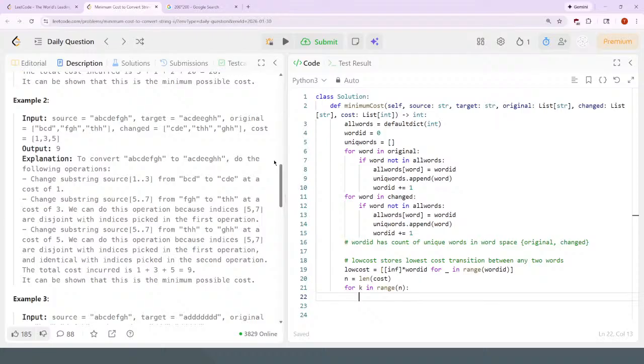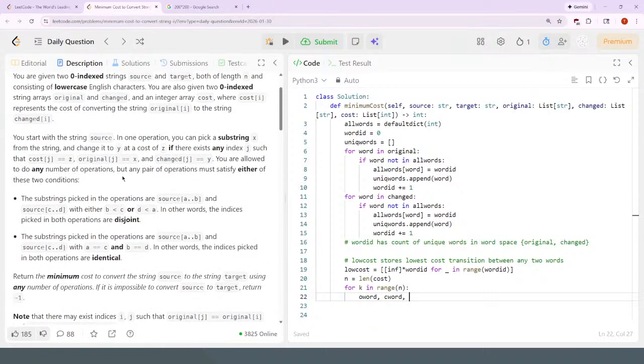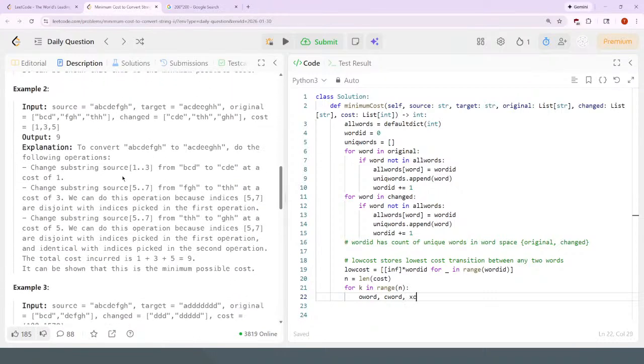Let's go ahead and take the O word, the original word, C word, the changed word, and the current cost, current change cost. I'll say this is the exchange cost, x cost, equal to original at this index, changed at this index, and cost at this index.